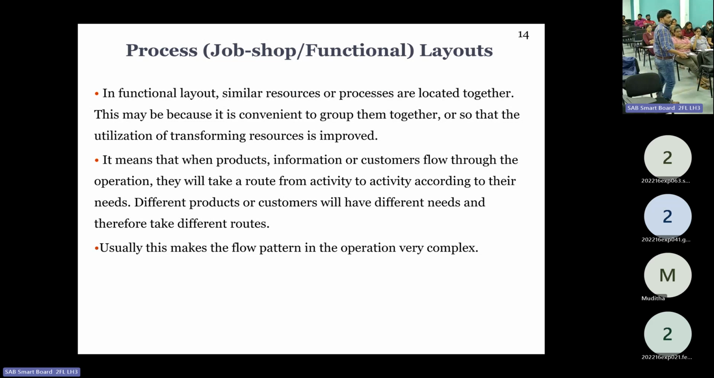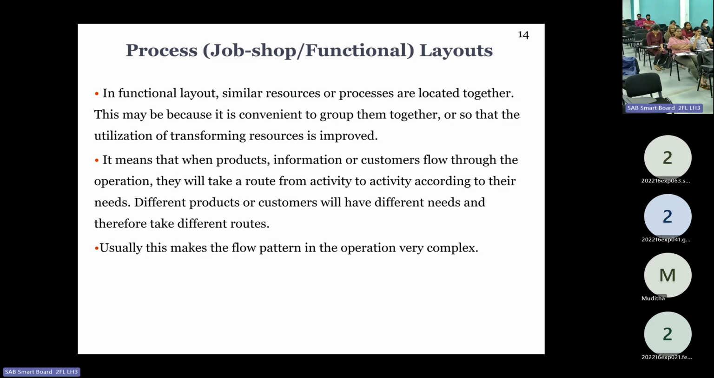It means that when products flow through the operation, depending on their processing requirements and processing steps, products may go through the facility. They will take a route, a path from activity to activity according to their processing requirements, according to their needs. So different products may go through different routes.